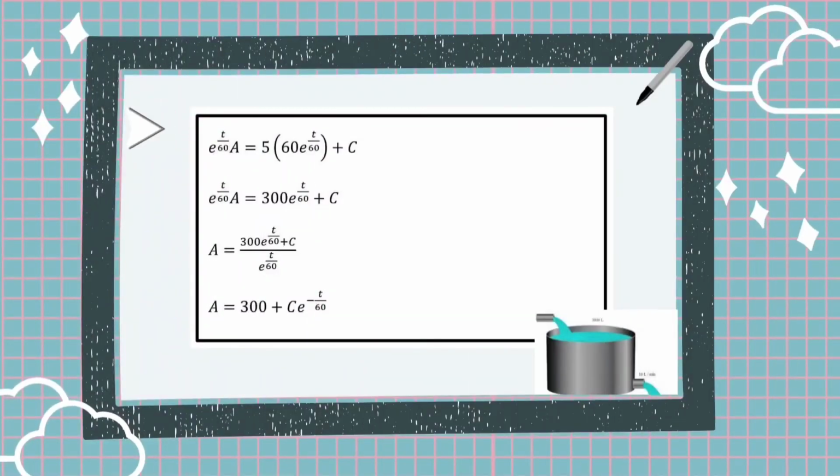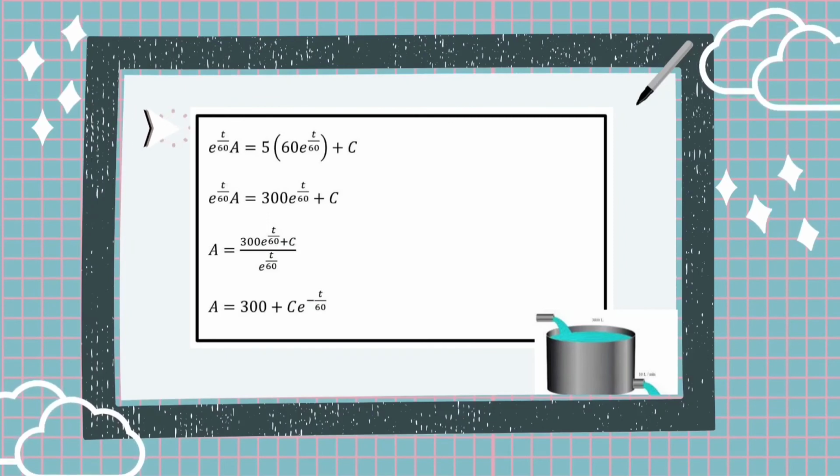The right hand side isn't finished yet. Now we multiply it by 5, the constant we left out earlier. Next, we remove the e to the power of t over 60 on the left hand side by dividing both sides by e to the power of t over 60. Then we solve and simplify both sides, and we get A equal to 300 plus c times e to the power of negative t over 60.